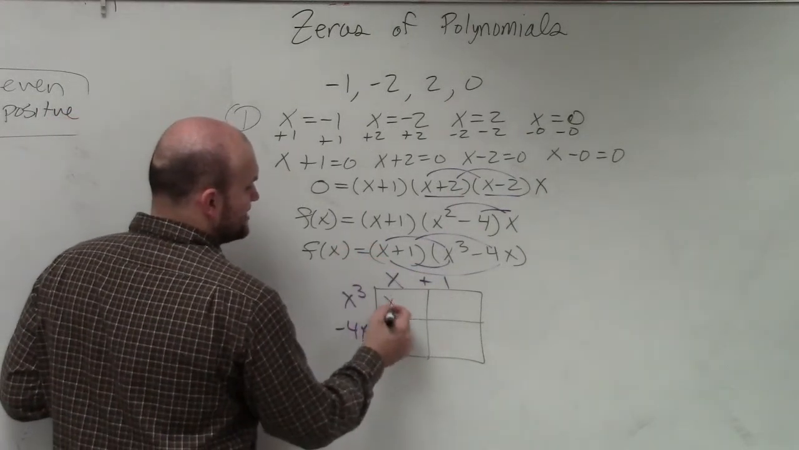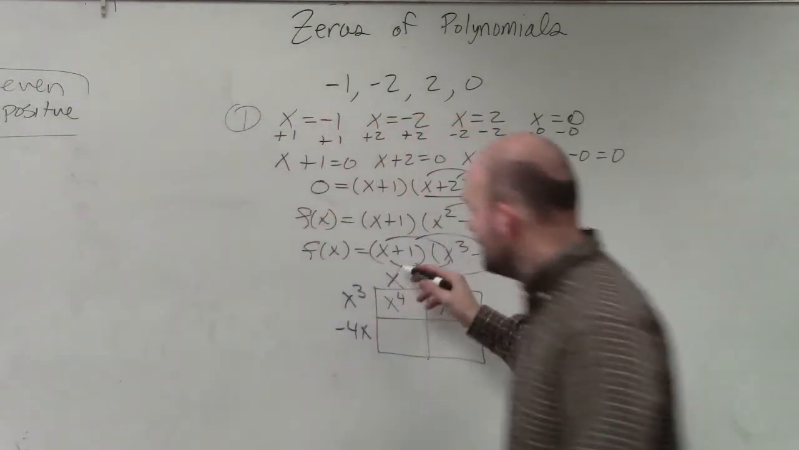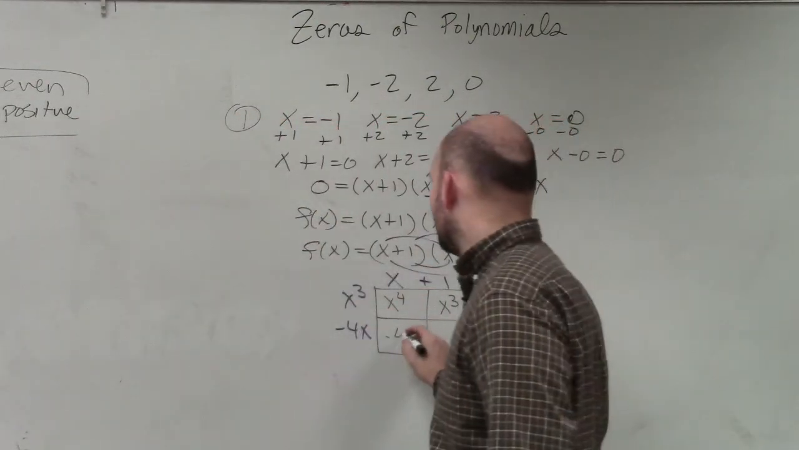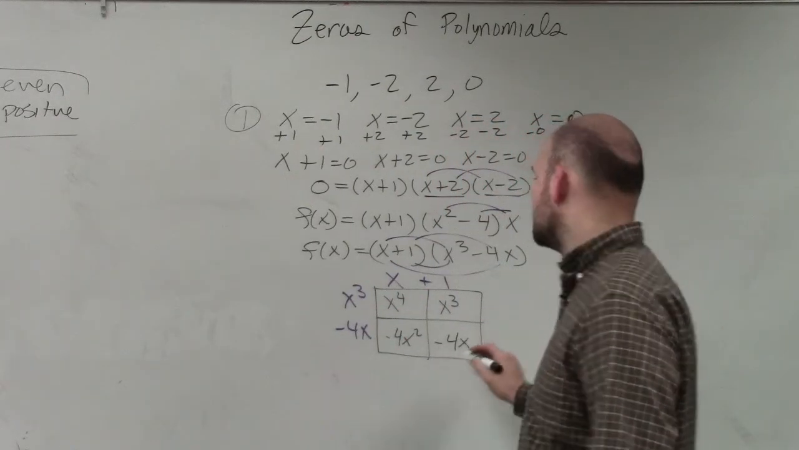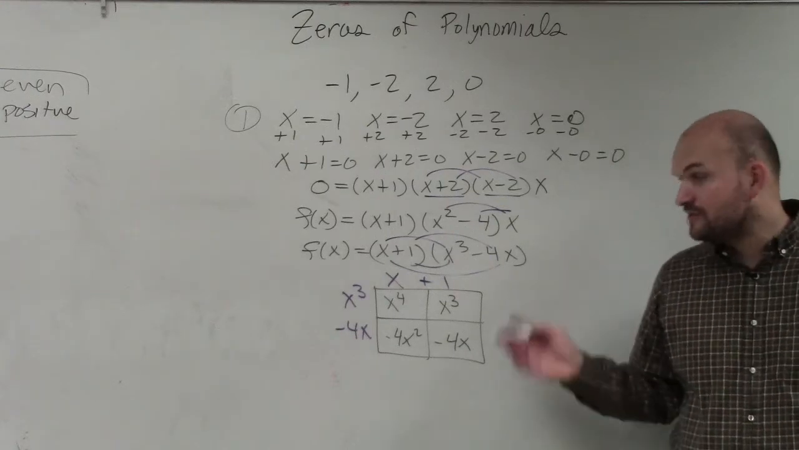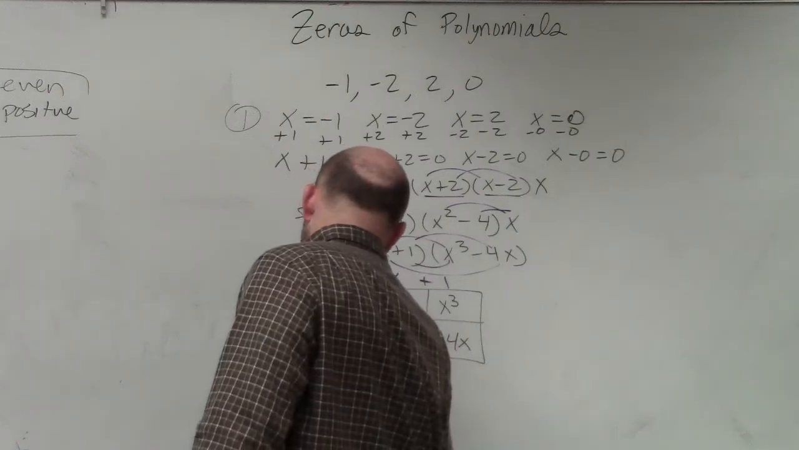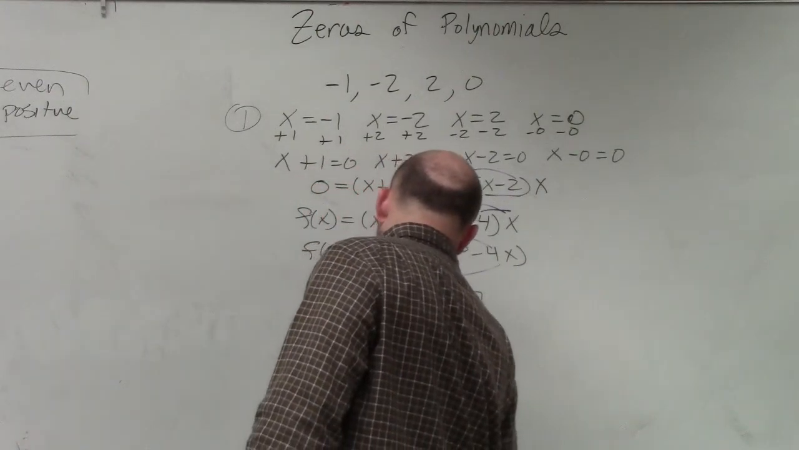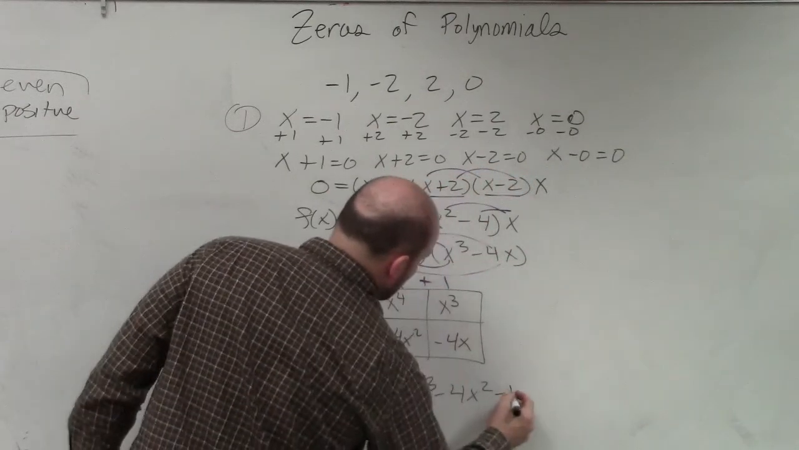x cubed times x is x to the 4th. x cubed times 1 is x cubed. x times negative 4x is negative 4x squared. And 1 times negative 4x is a negative 4x. And you guys can see that none of my terms have the same power. So therefore, I can't combine any of them. My final polynomial is f of x equals x to the 4th plus x cubed minus 4x squared minus 4x.